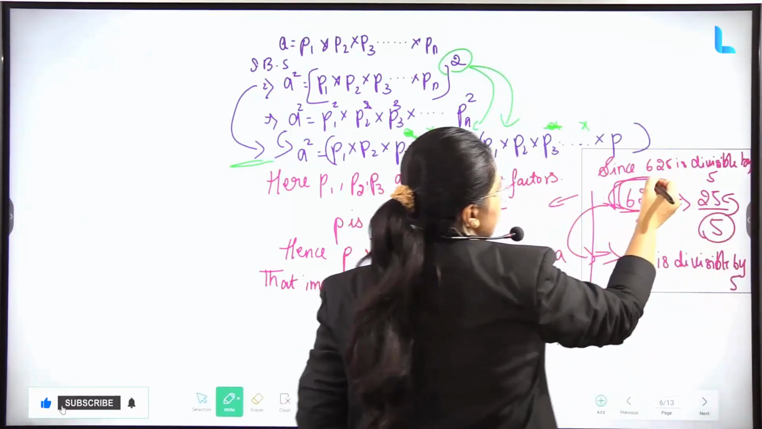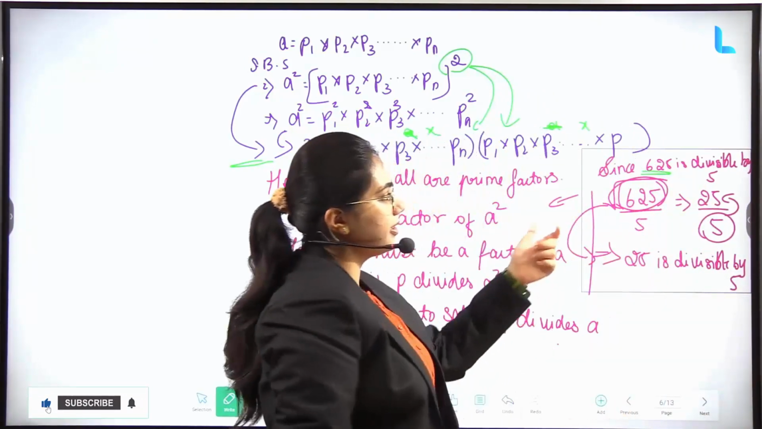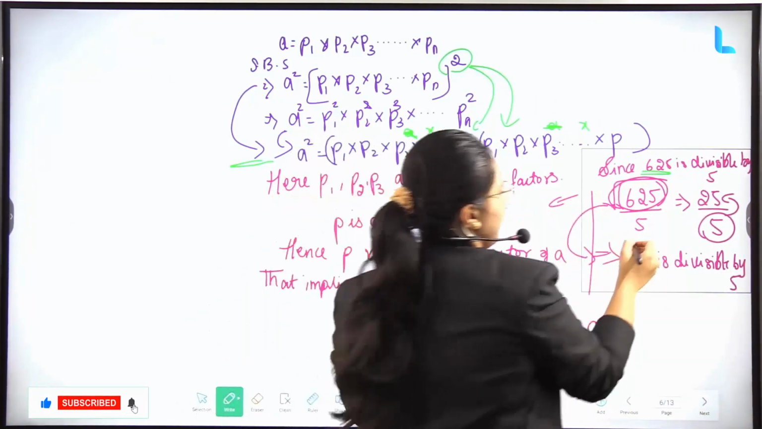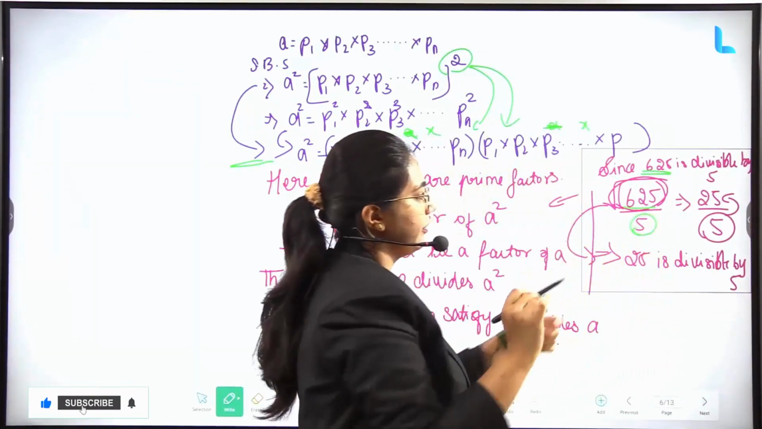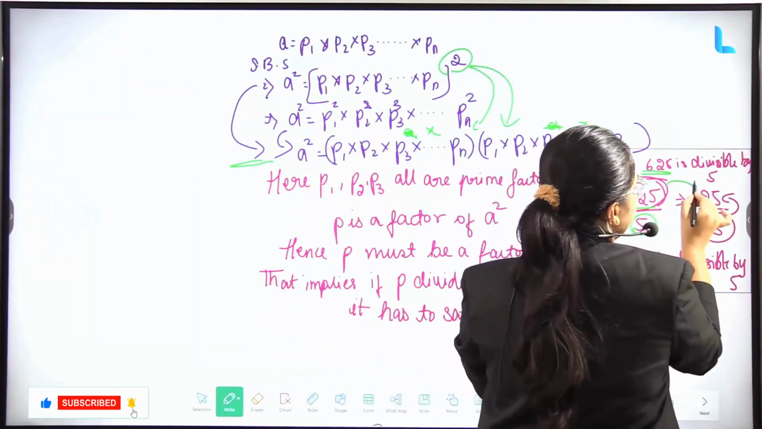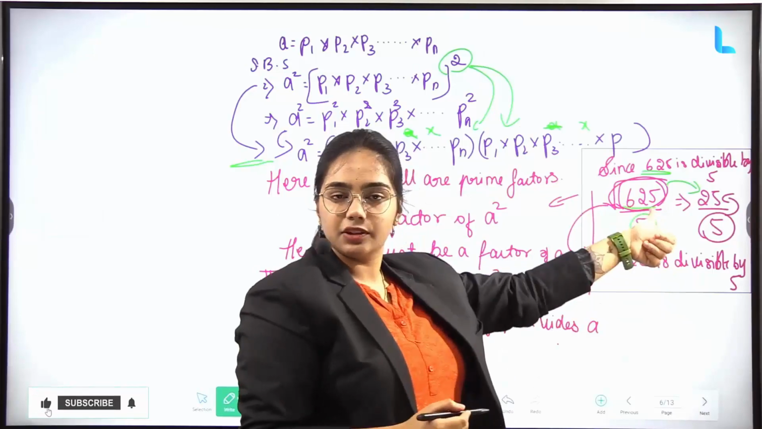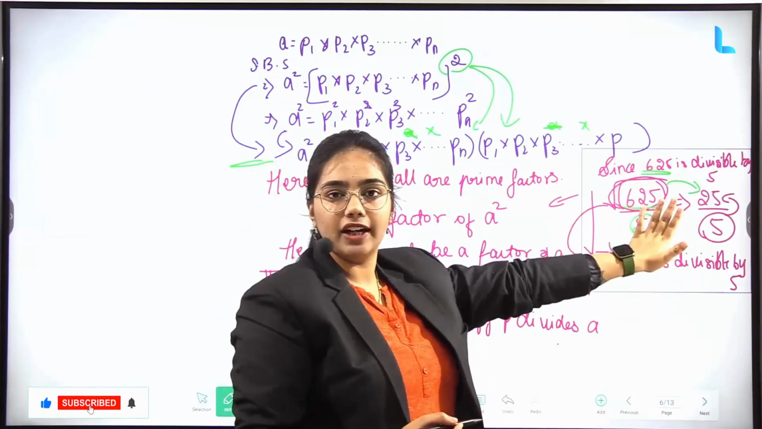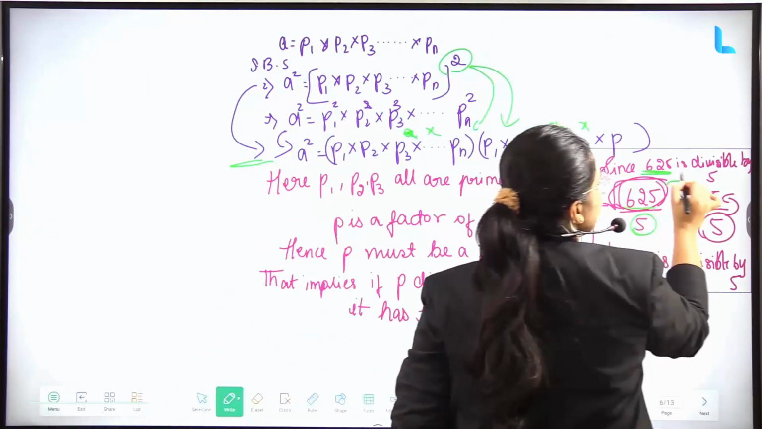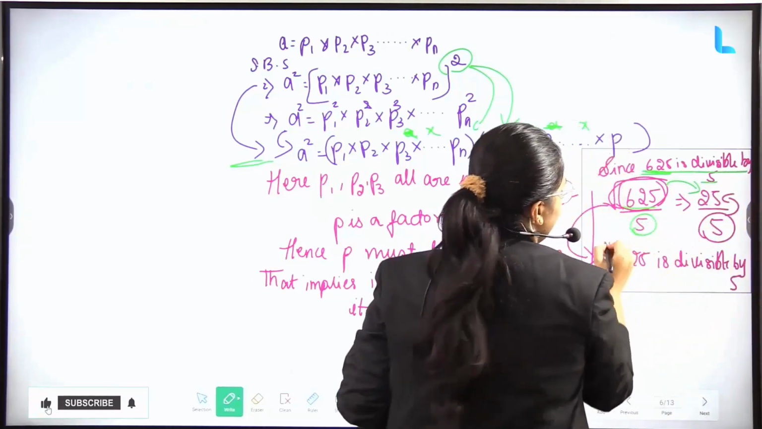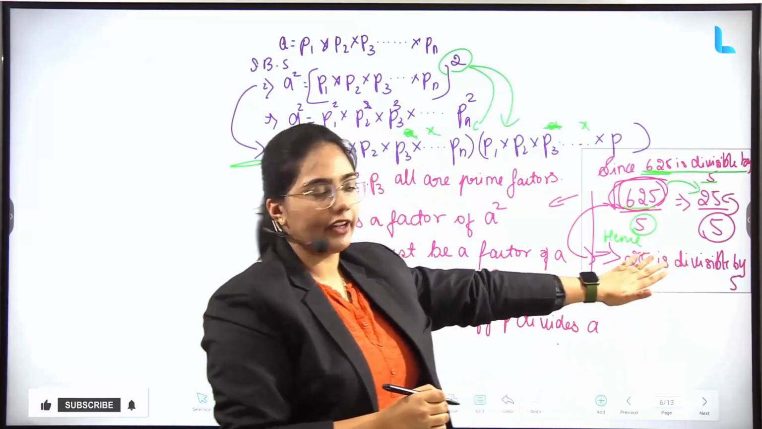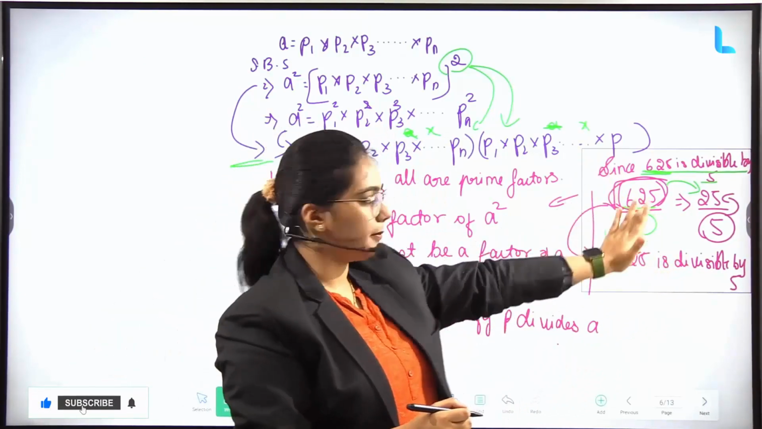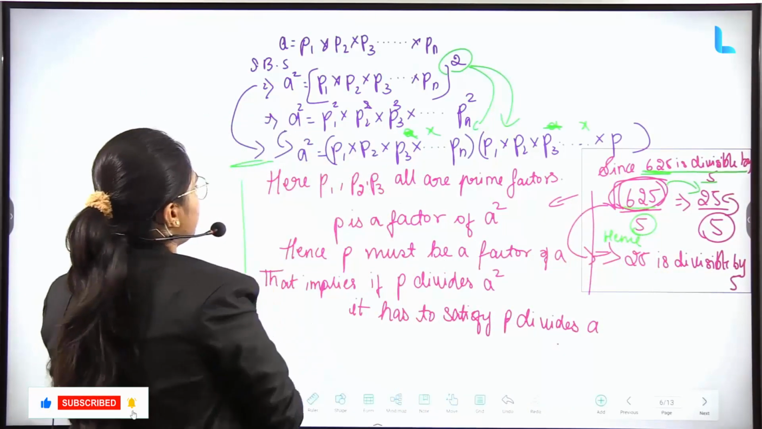Here we have taken an example, 625. 625 is a number which is divisible by 5. If we observe, 5 is a factor of 625. Hence even 25, 5 is a factor of 625 also, and 5 is a factor of 25 also. First, since 625 is divisible by 5, hence 25 is also divisible by 5. Using this numerical as a basis, we are trying to prove this theorem.